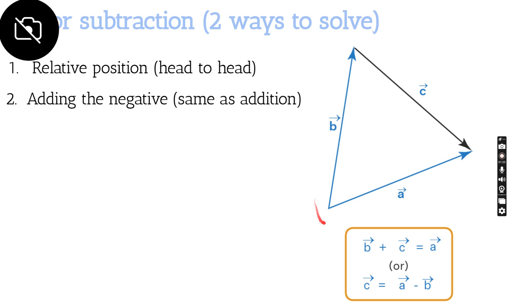where you would put the base of the vectors together and find the vector that is made from the heads of both of the vectors. And then you can also add the negative, where you would use either the triangle or parallelogram method.